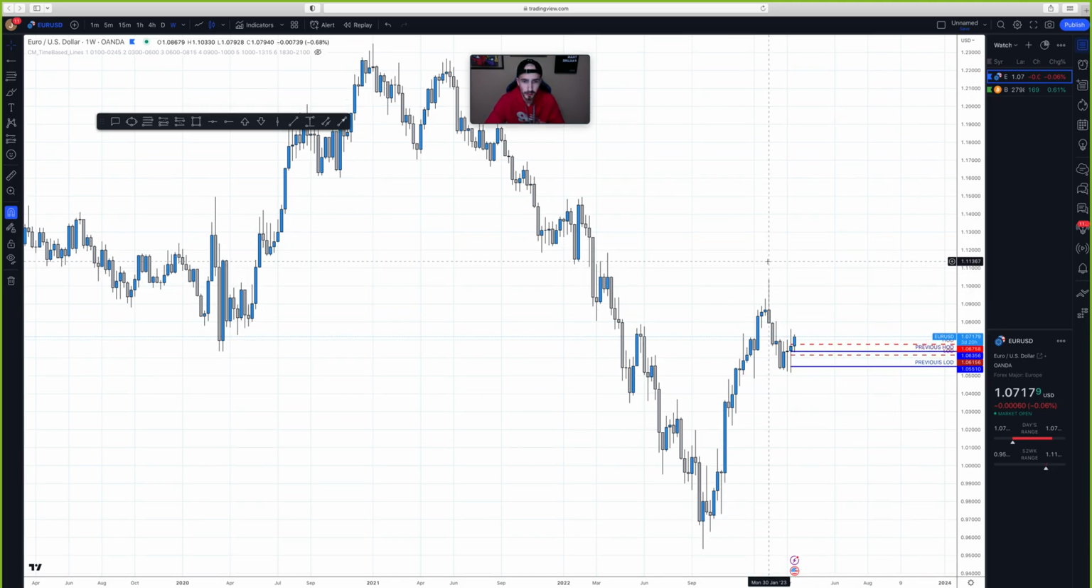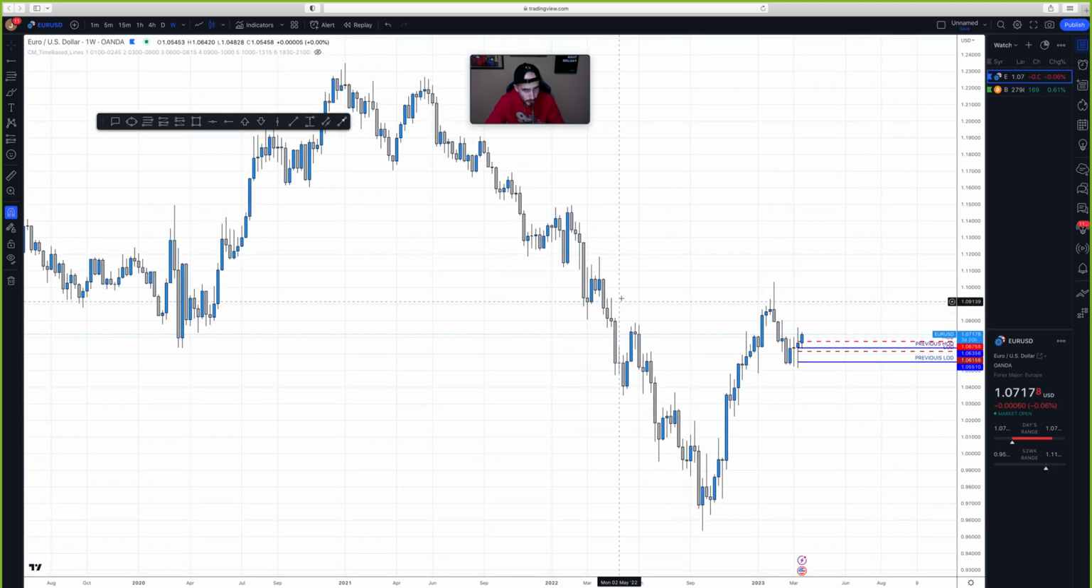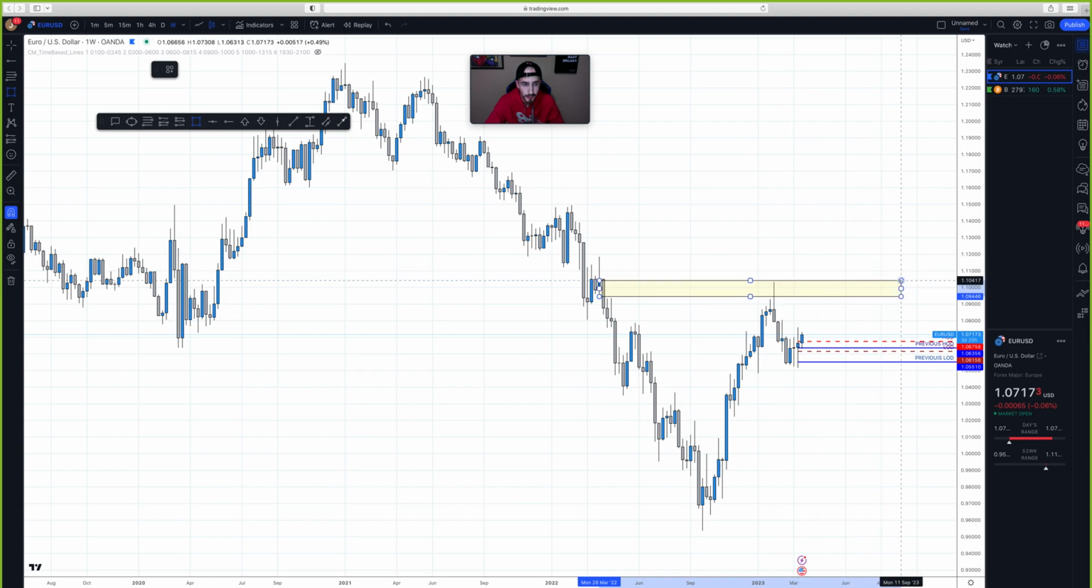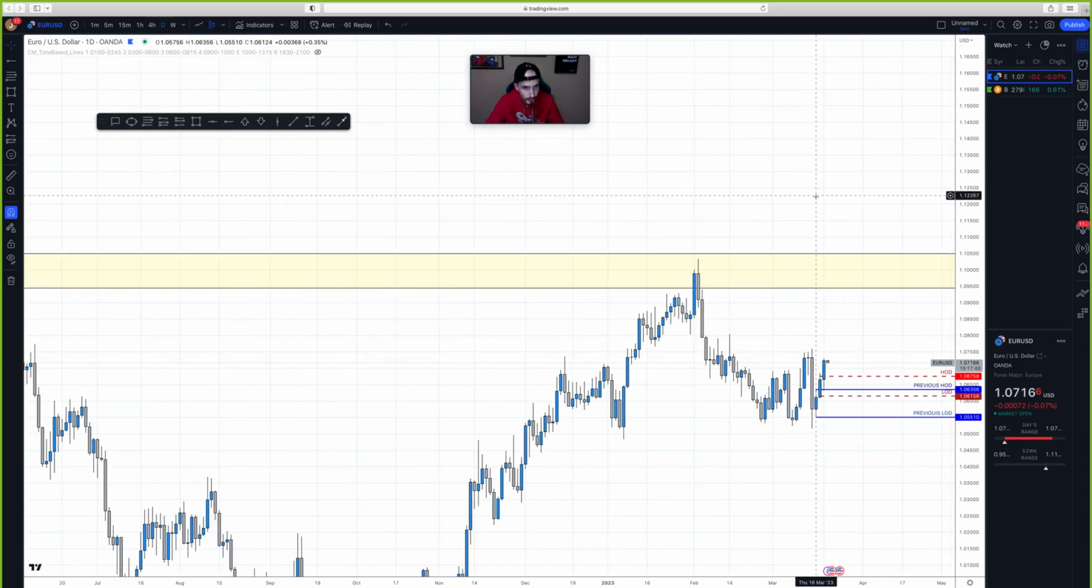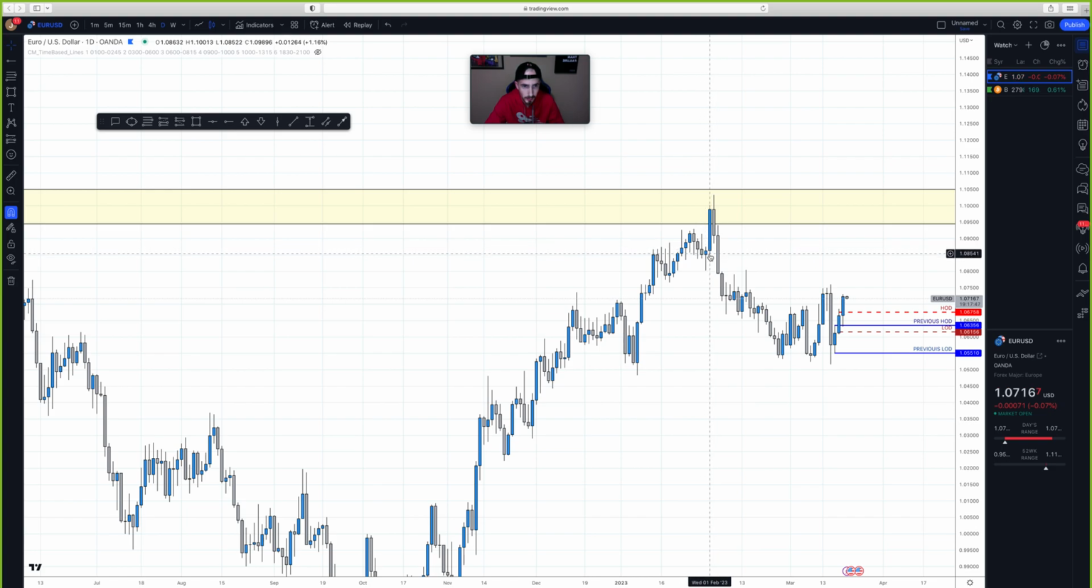So first things first, we're going to mark this weekly supply right here that gave us this push to the downside. This weekly supply, this area right here. And then now we're going to go to the daily real quick. I want to mark this. So notice this daily supply right here, this previous contract candle, that once we touch this weekly supply, we got this movement to the downside.